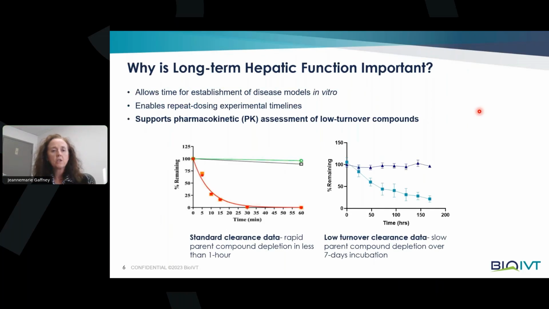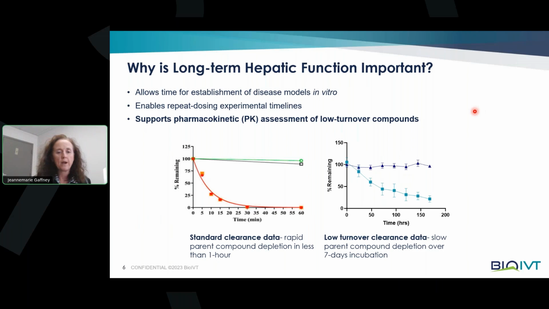Why is long-term HEPATOPAC function important? It allows time for establishment of disease models in vitro. It enables us to do repeat dosing experimental timelines. And specifically for today's conversation, it does support pharmacokinetic assessment of low turnover compounds.